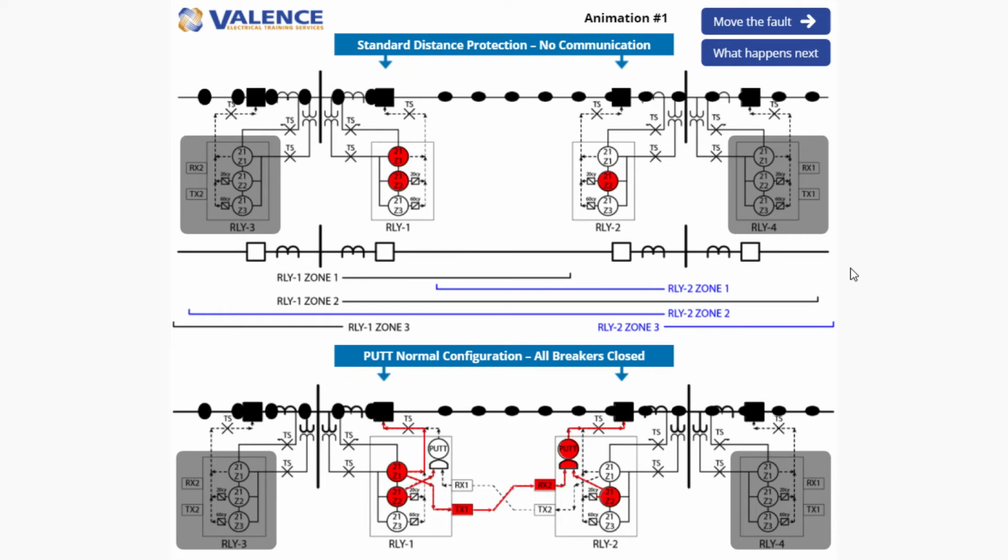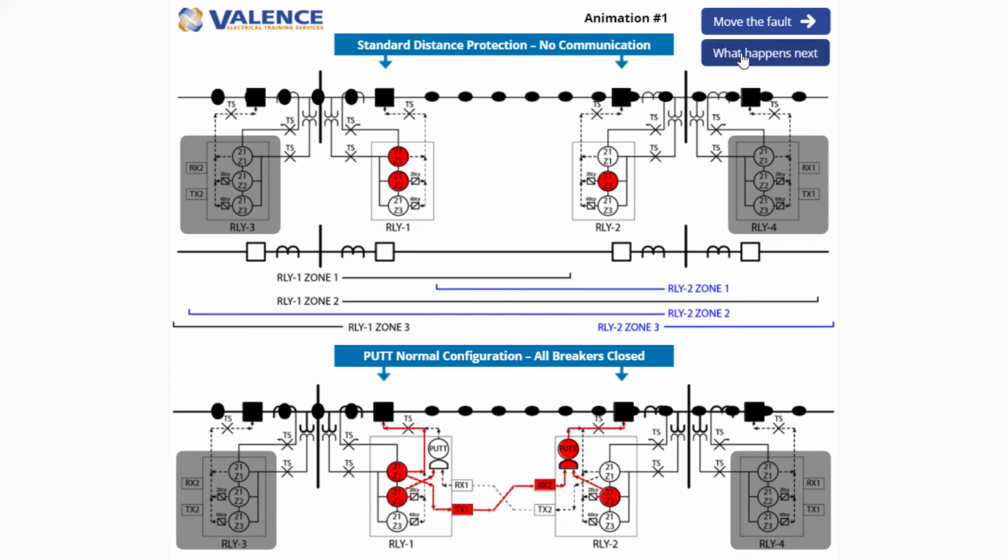In the no communication mode, there is no transfer of data between relay 1 and relay 2. In the PUTT configuration mode, the zone 1 trip is transferred to relay 2 by PUTT. You see here, if a fault occurs near relay 1, relay 1 will trip instantaneously for both configurations.